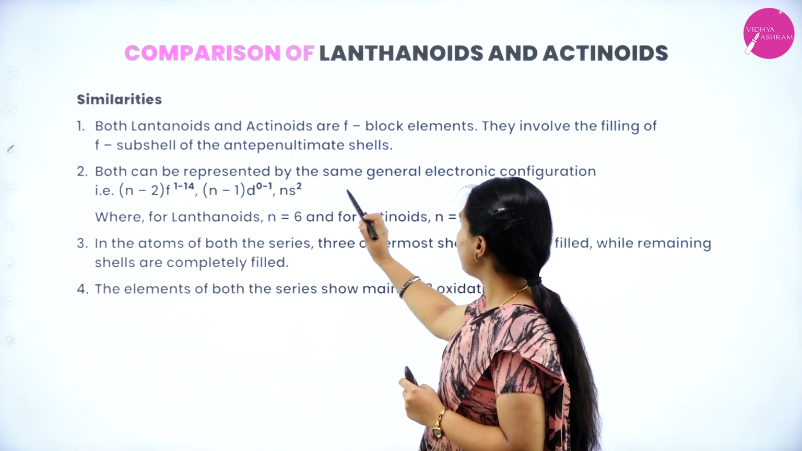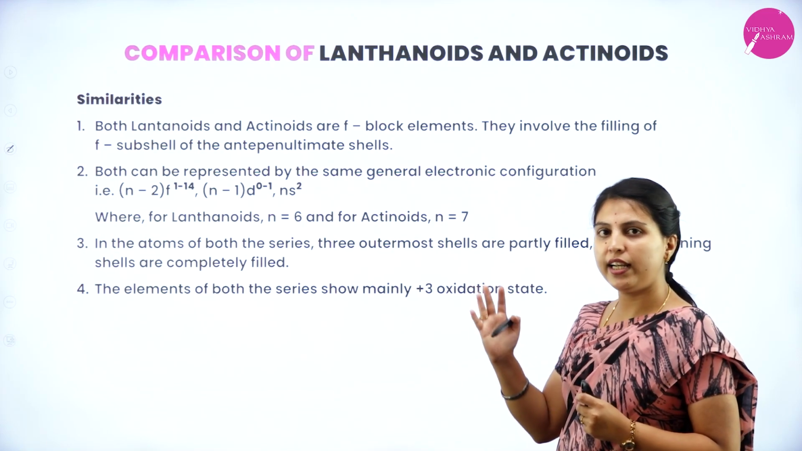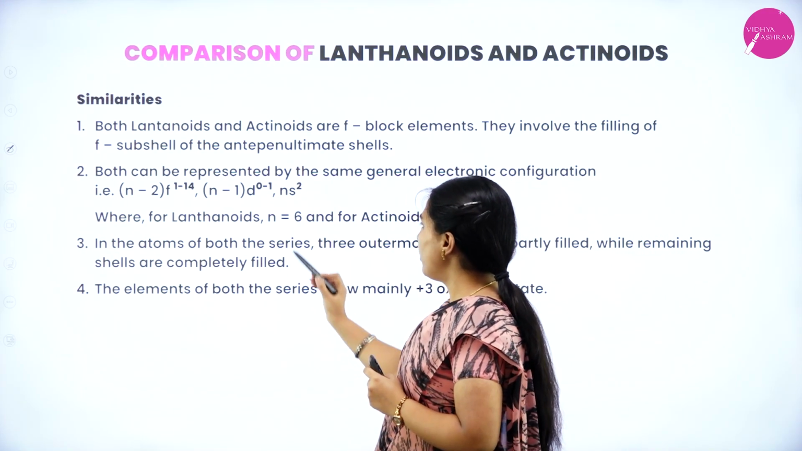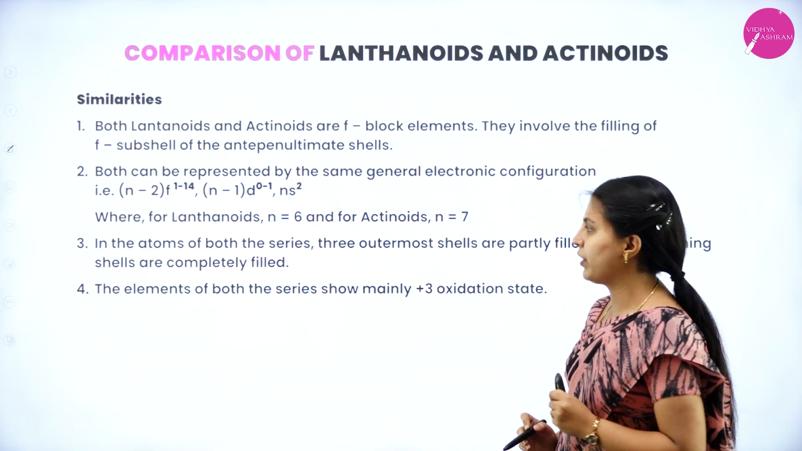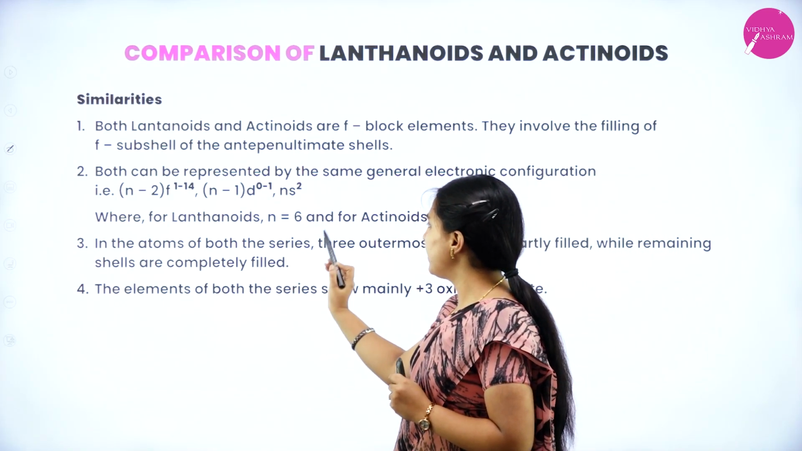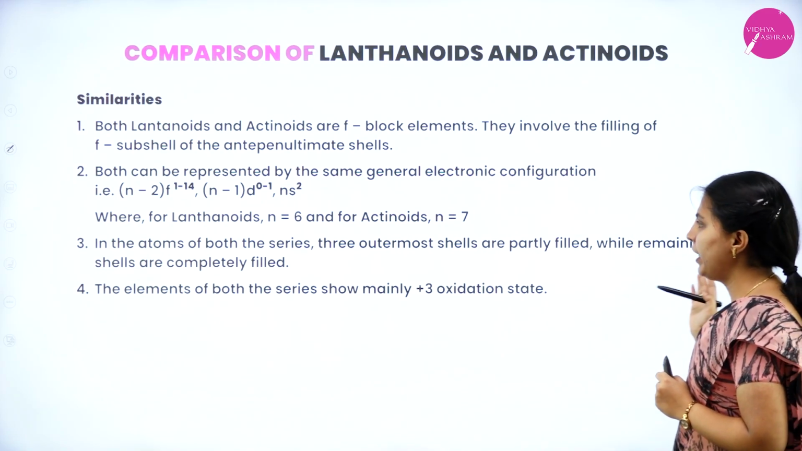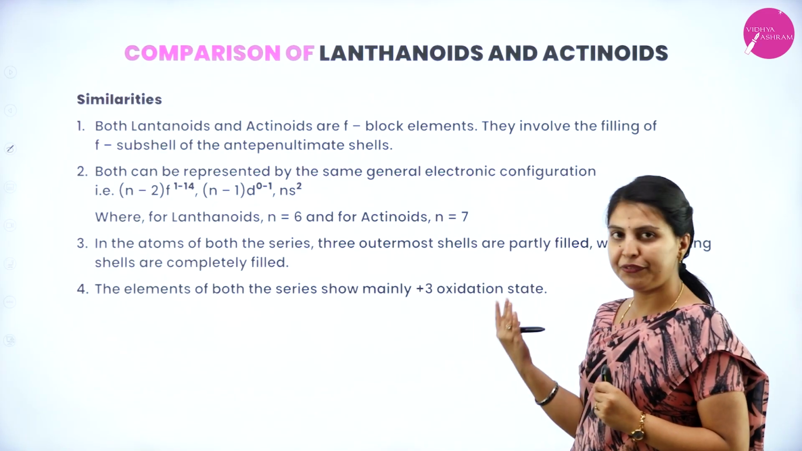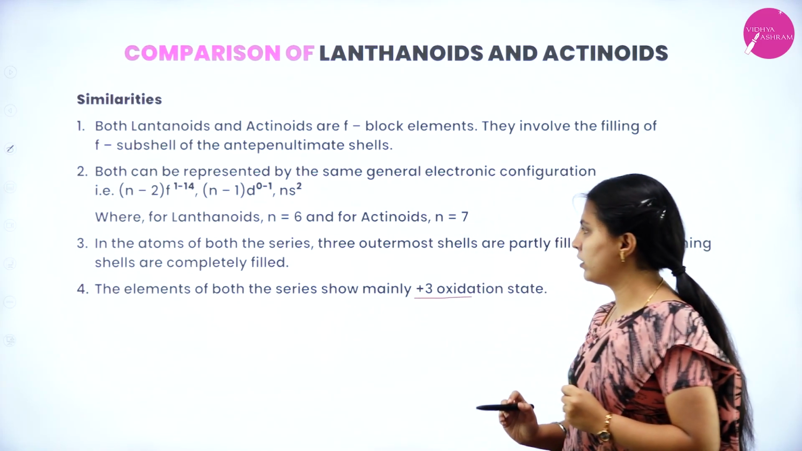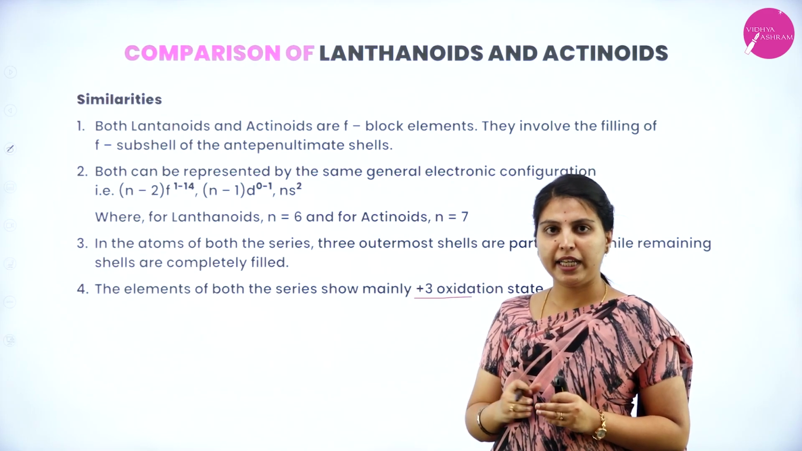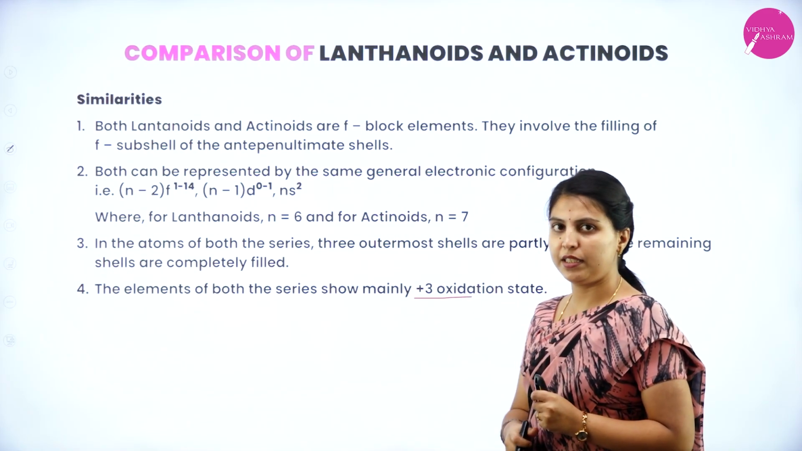Both can be represented by the same general electronic configuration. For lanthanoids n equals 6, for actinoids n equals 7. That is the only difference. In the atoms of both the series, the 3 outermost shells are partly filled while the remaining shells are completely filled. The elements of both the series show mainly the +3 oxidation state; the remaining are exceptional cases.